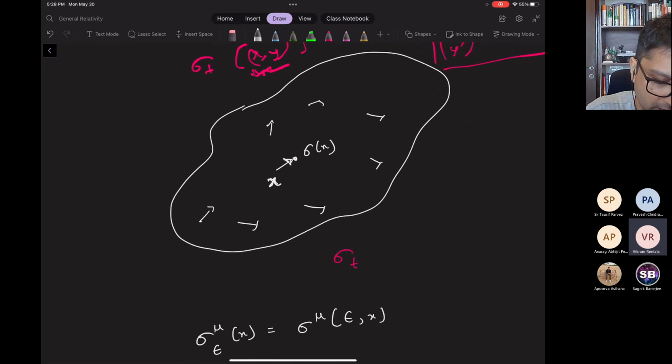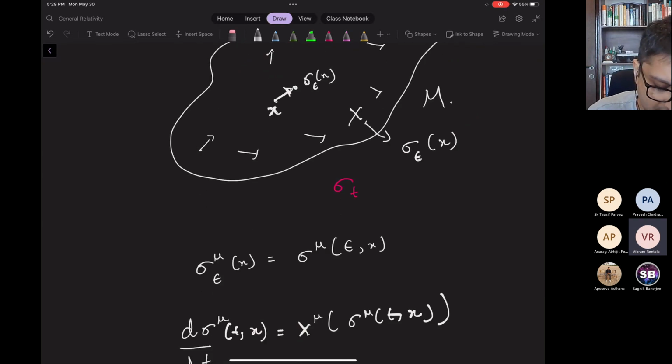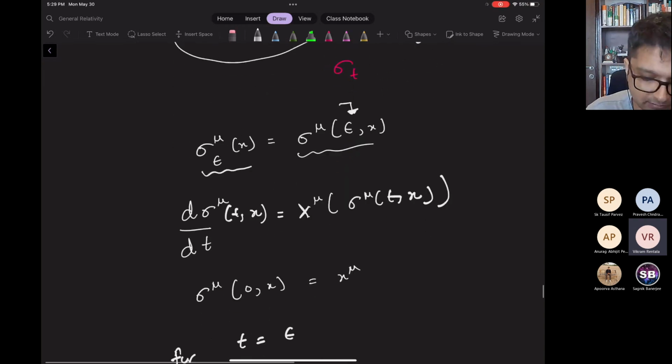Okay, so now let's consider a point x. So we have a vector field X on the manifold M, and we have a point x. Once we specify the vector field X, it uniquely gives us a sigma. And now let's consider sigma epsilon acting on x. So we're making an epsilon flow, a small flow of any point x. So in coordinates, sigma mu epsilon x can be written as sigma mu epsilon x, but I just pull epsilon inside, to remind myself this is like a time that I can think of.